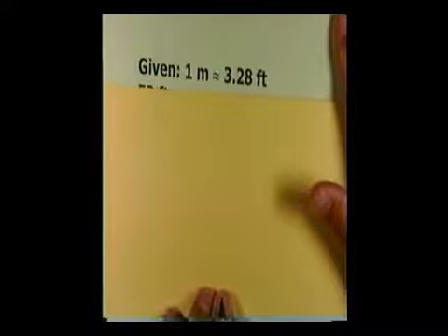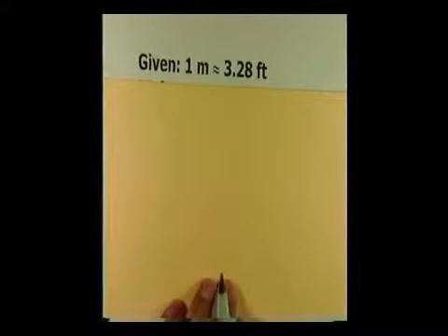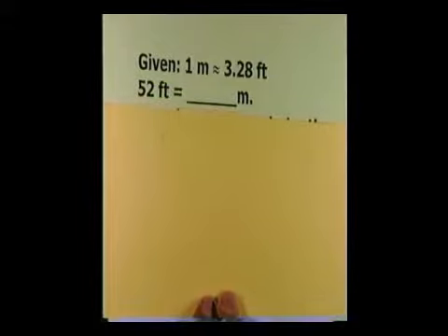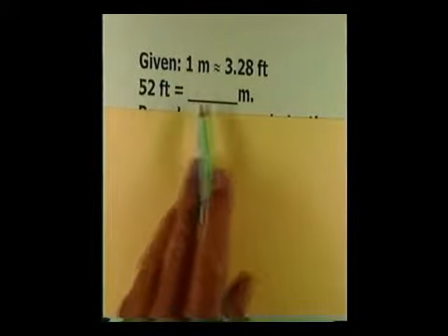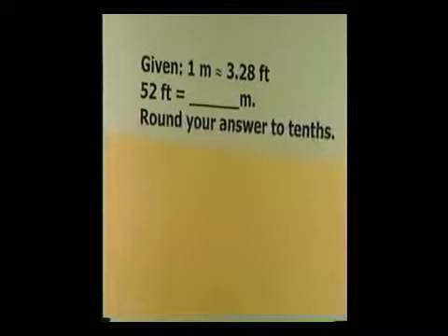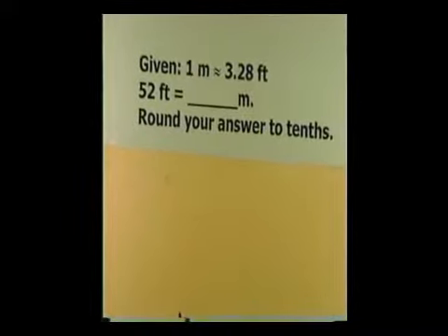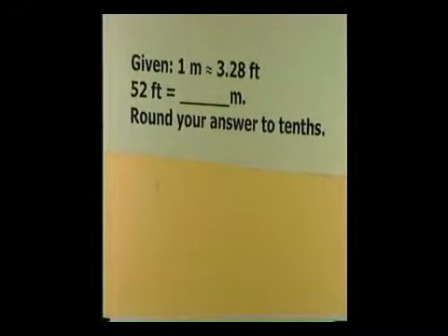Look at a second example. Given 1 meter is approximately 3.2800 feet, 52 feet would be how many meters? In this case, I want you to round the answer to tenths.